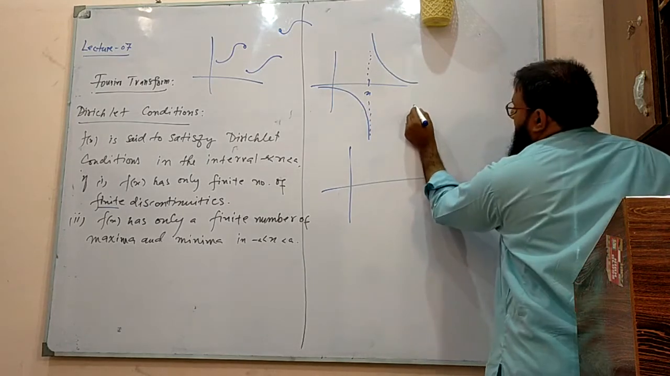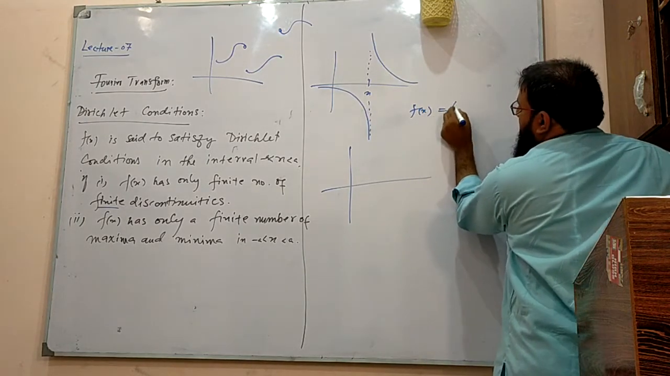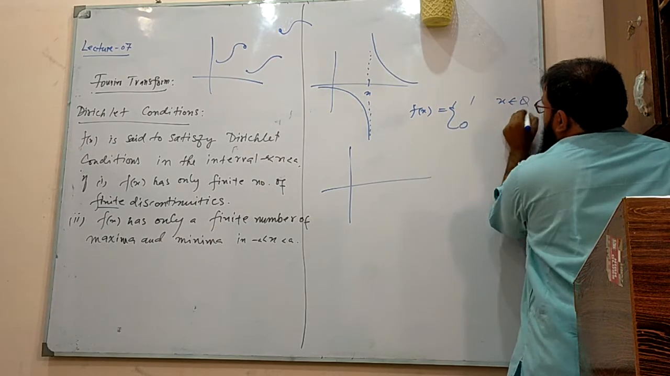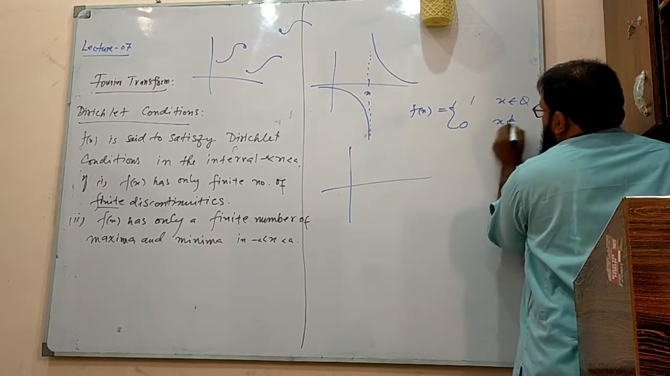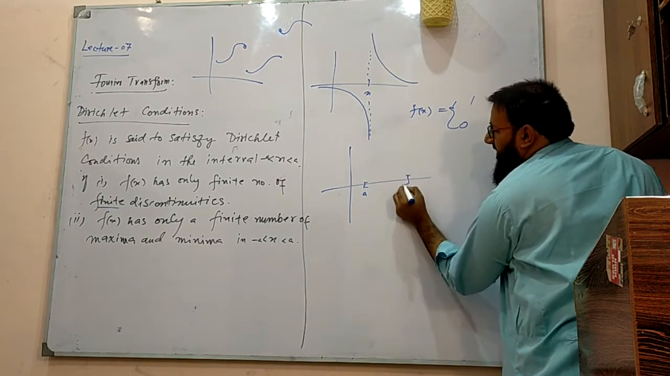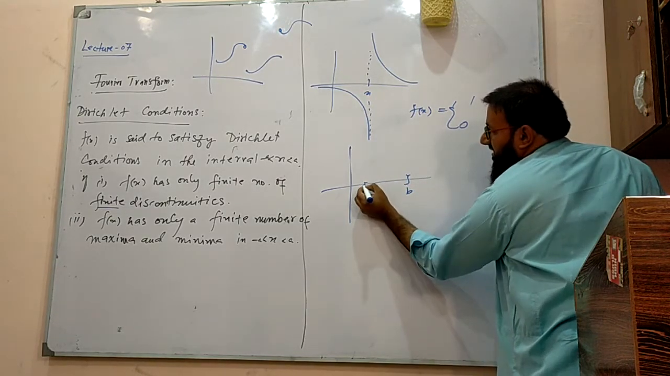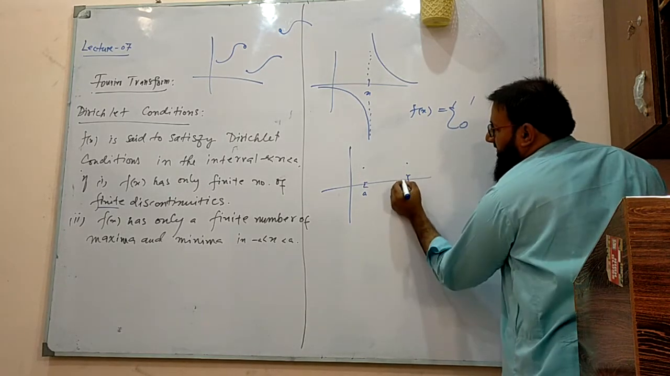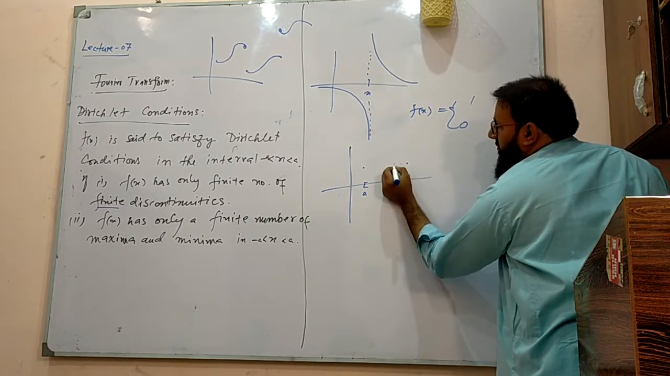And what do we mean by finite number? If you take this function, the function takes value 1 and 0. 1 when x belongs to rational and 0 when x belongs to irrational. Now you have some interval a to b. Let's say this is rational, so the value of function is 1. In between sometimes it is 0, 1, 0, 1, 0.